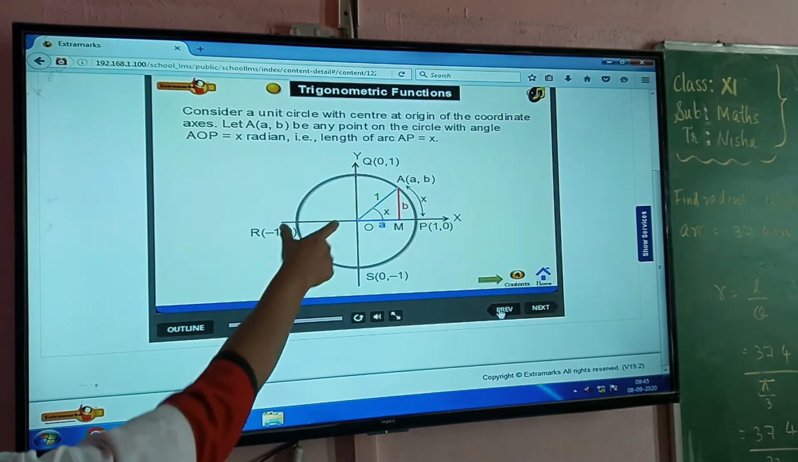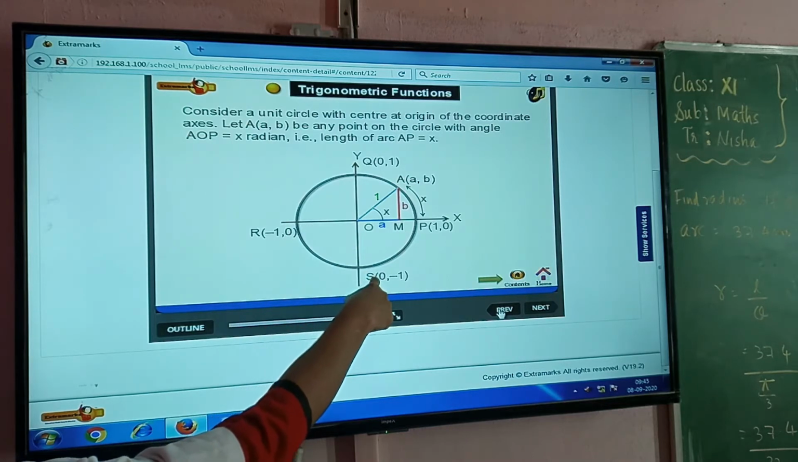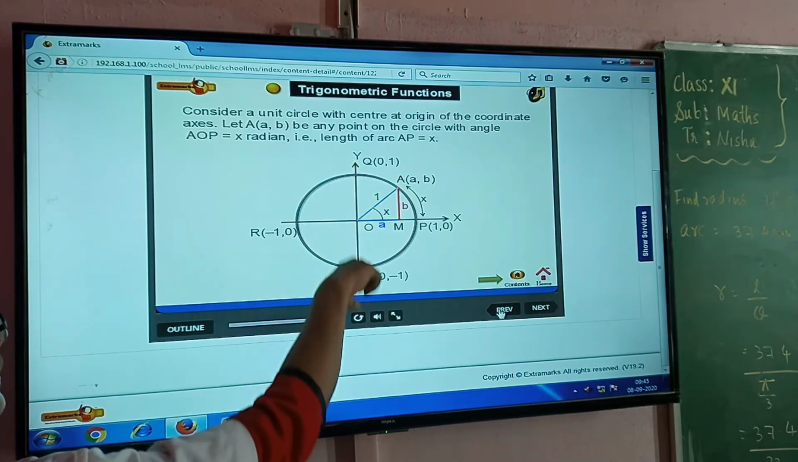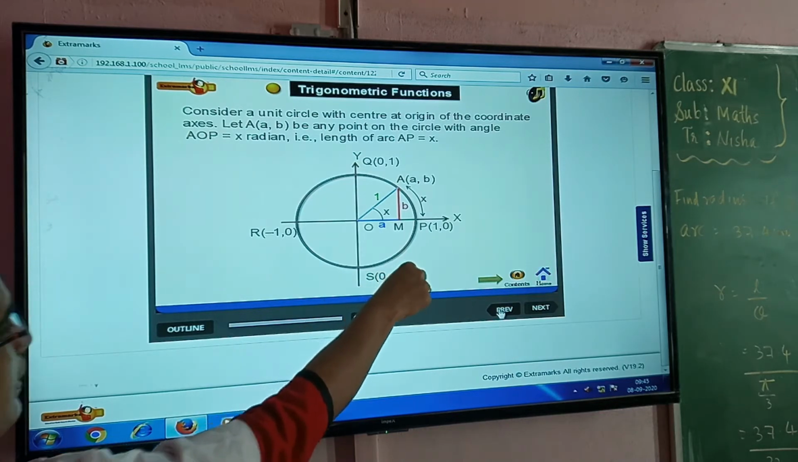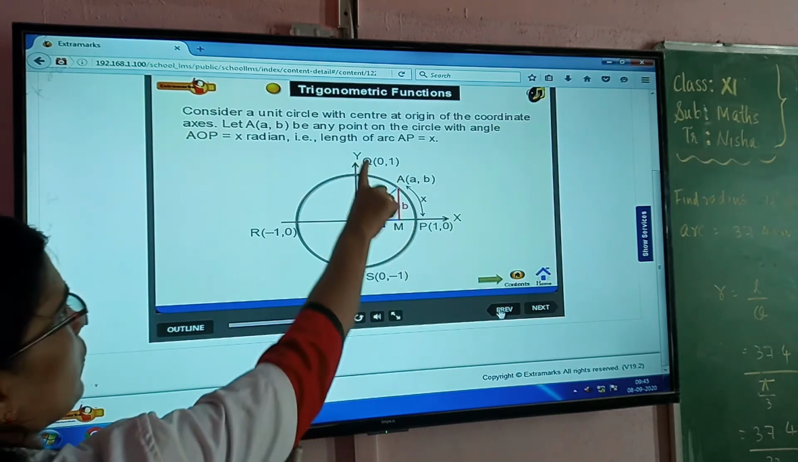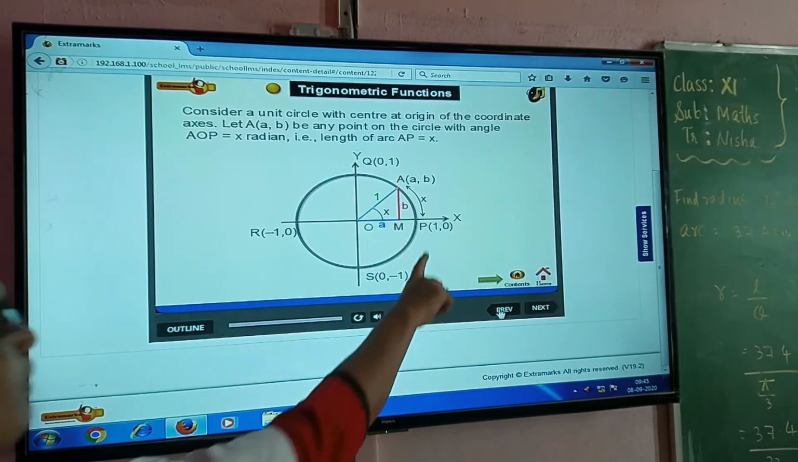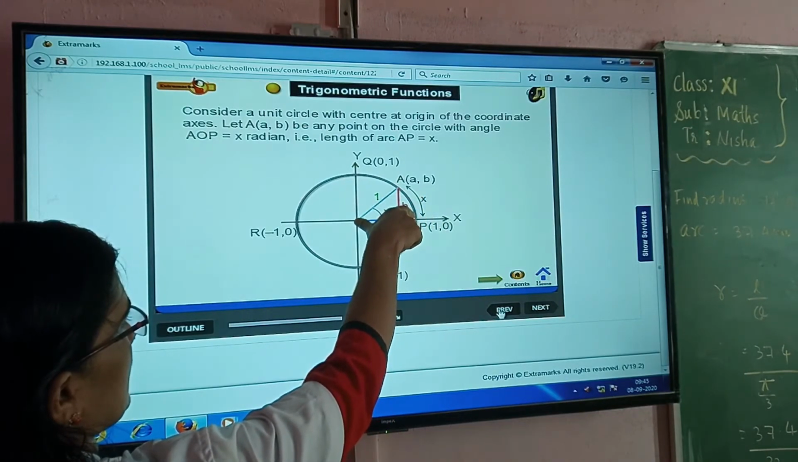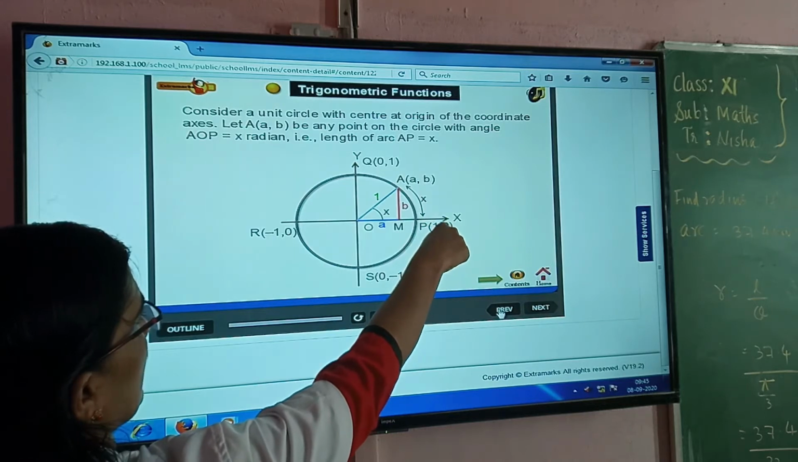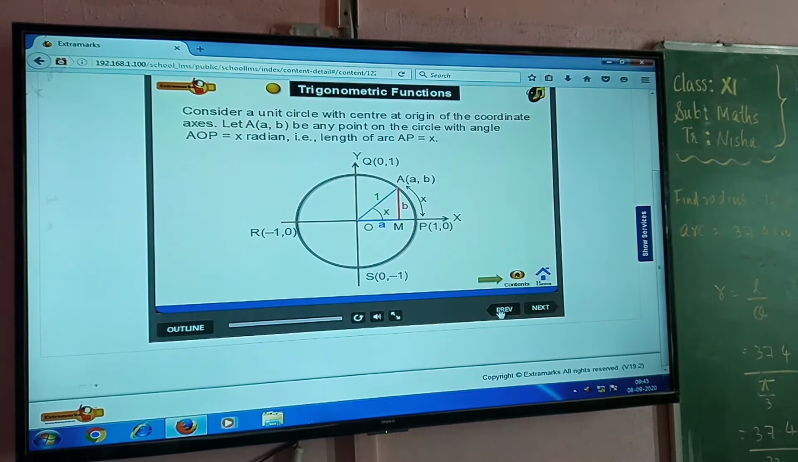Then R is equal to, what about this length? Negative 1, 0. And S is along y-axis, so the x coordinate will be 0 and the y coordinate will be negative 1. Have you understood, children? P, Q, R, S, how we have taken? P will be (1, 0) since a circle of radius 1 centimeter is taken. So this length is equal to 1 and y coordinate 0. Similarly Q is (0, 1), R is (negative 1, 0) and S is equal to (0, negative 1).